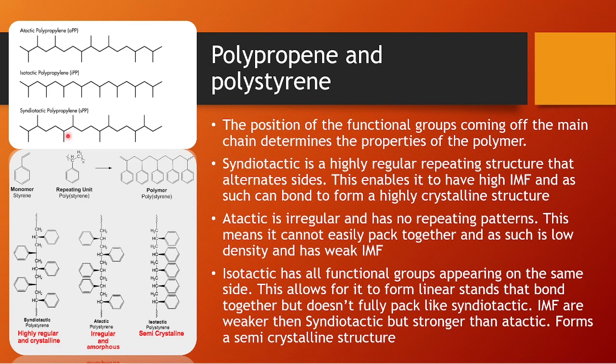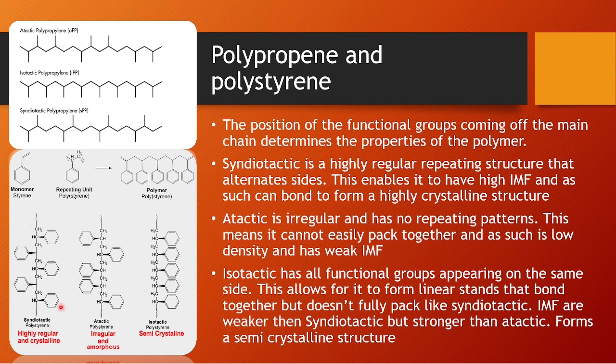So atactic is a bit all over the place. It's irregular. The ups and downs don't have any sort of pattern. So that is atactic. Isotactic, all of the ups and downs are on the one side. So you can see it here. All of the benzene molecules are on the one side. And in this one, all of the methyl groups that are coming off are on the one side. So those things, isotactic. Iso meaning same.